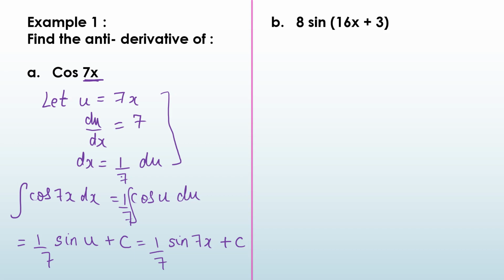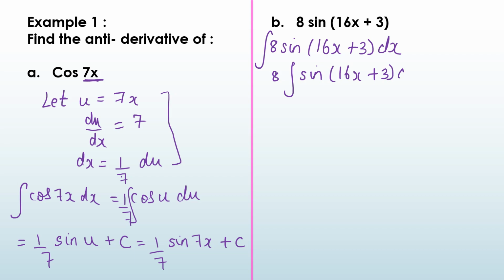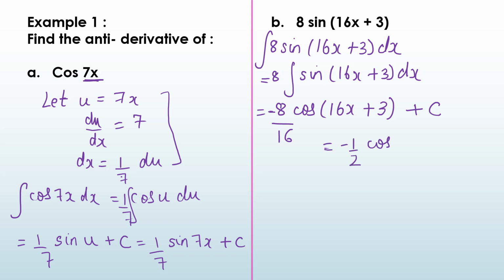Part B of the question, the 8 there won't affect our calculations much. So it can stay outside while we maybe use the substitution method or not. So that can be written as 8. Now, the integral of sine is negative cos. So negative cos 16x plus 3 divided by 16 plus c. So that's equal to negative half cos 16x plus 3 plus c.